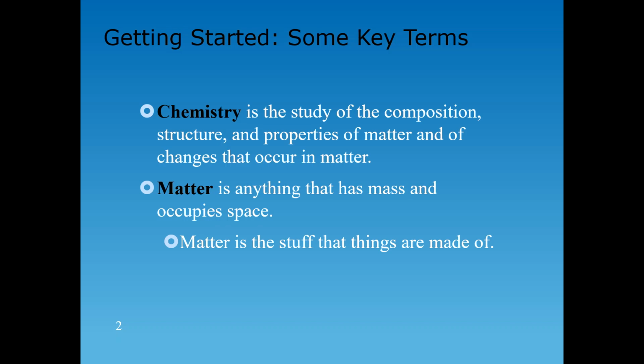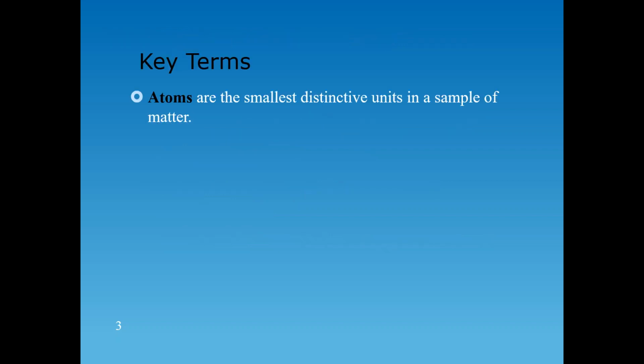Firstly, we'll define what chemistry is. Chemistry is, of course, the study of matter and the changes that it undergoes. And as far as the term matter is concerned, matter is basically anything that has mass and occupies space. So matter is basically the stuff, the material that things are made of.